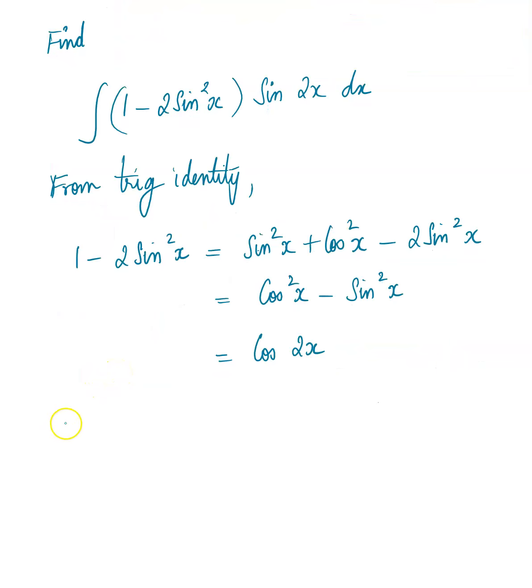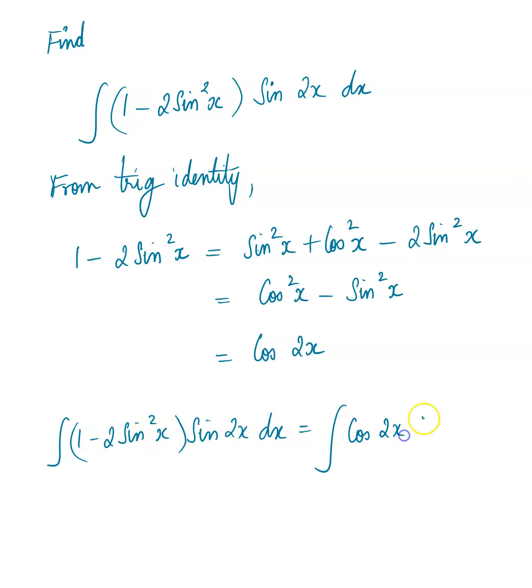So what this allows us to do is rewrite this given question. Let me write the question first. As this 1 minus 2 sine squared x is now cosine 2x sine 2x dx.